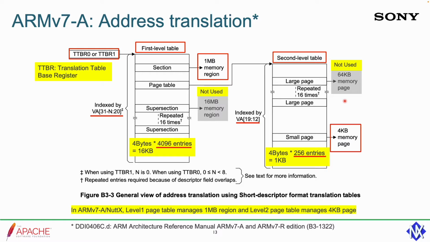Here, the first level table has 4096 entries, which means that the table size is 16 kilobytes. And the second level table has 256 entries, which means that the total table size is 1 kilobyte. After setting up the tables, we need to set TTBR, the translation table base register.